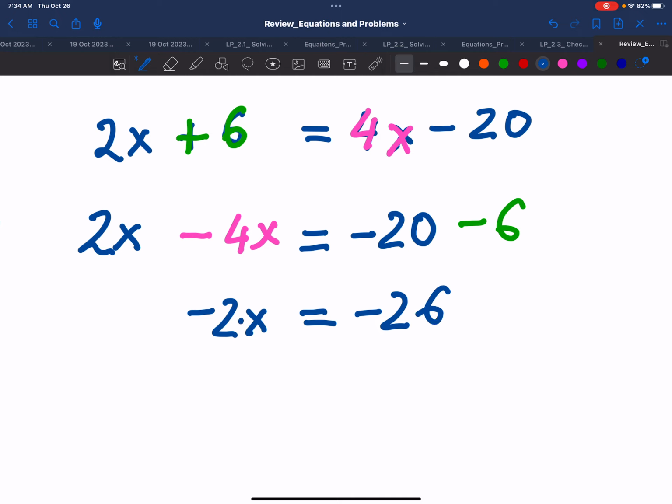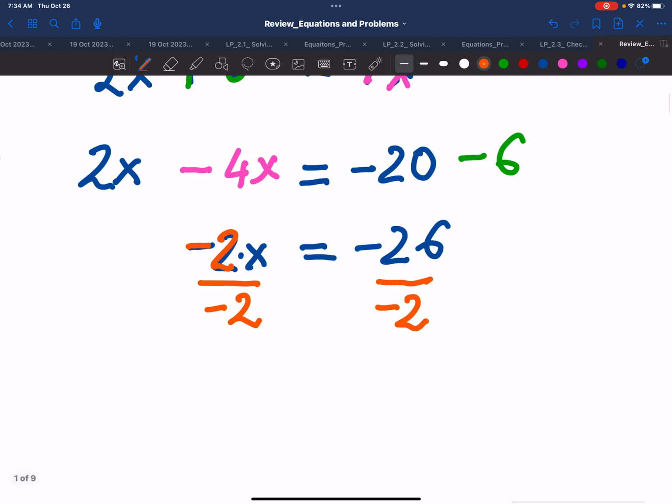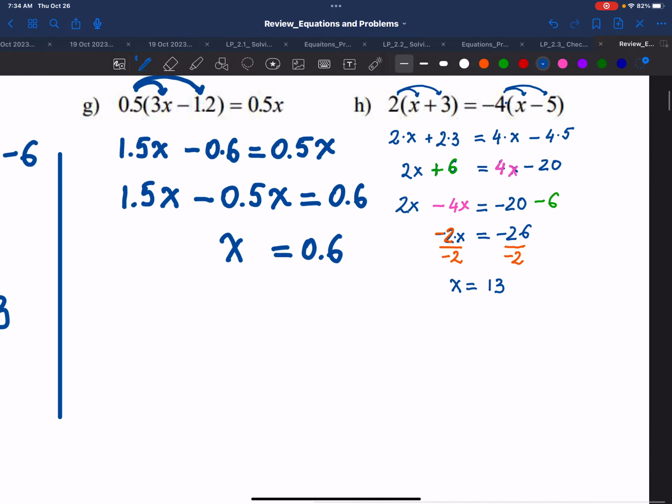Now we isolate x from a number multiplying it, which means that we're isolating it from negative 2. So divide both sides then by negative 2. So now we have x equals negative 26 over negative 2, positive 13.